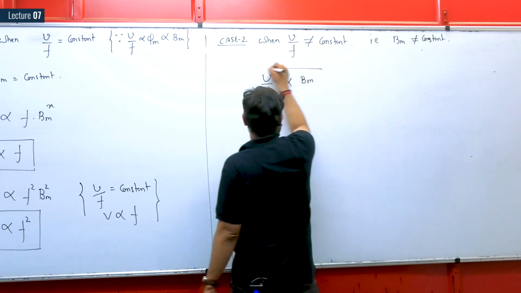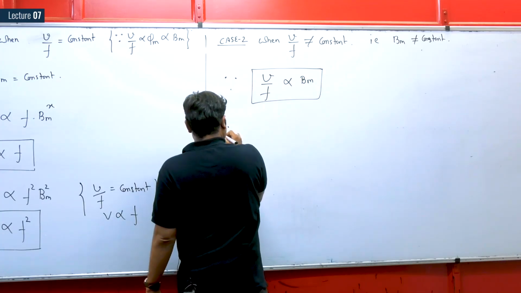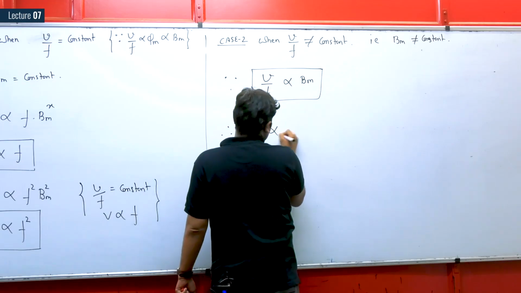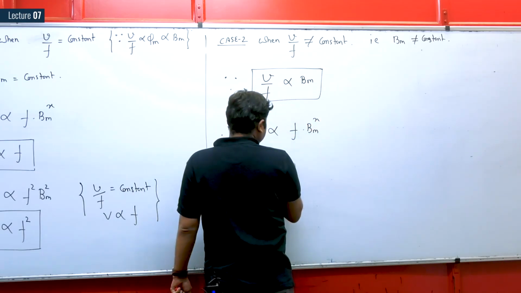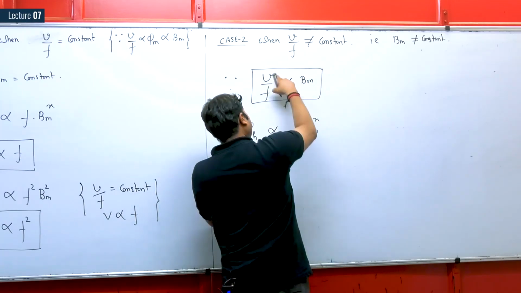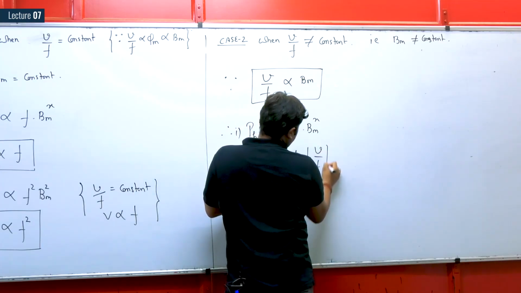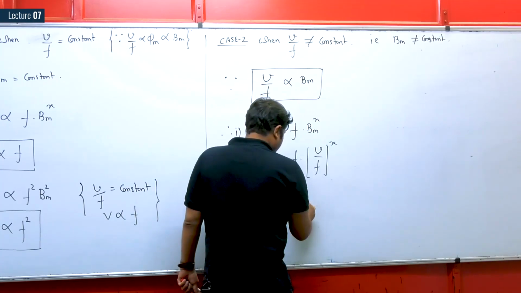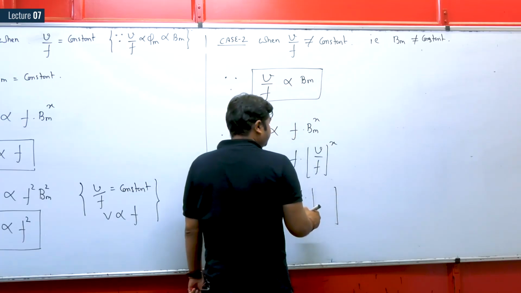If V by f is not constant, then Bm is not constant. So we can say hysteresis loss, which is proportional to f into Bm to the power x, can be represented, since because of this proportionality sign, I am replacing this Bm by V by f. So you can say f into (V by f) to the power x. Further, let x be equal to 1.6.